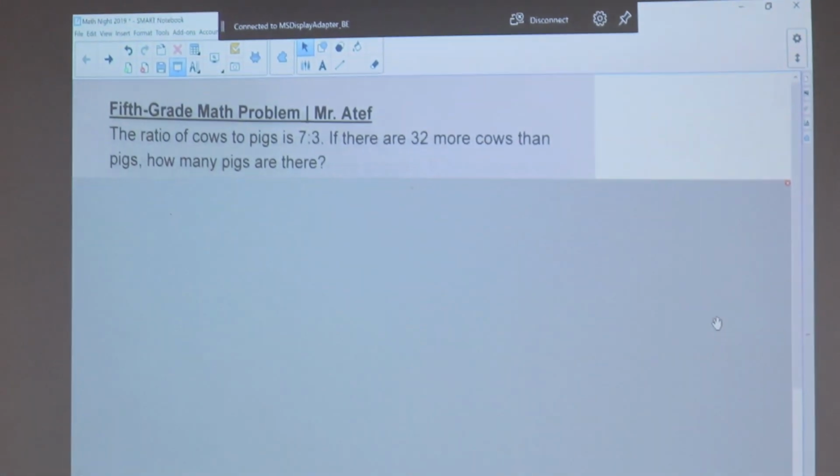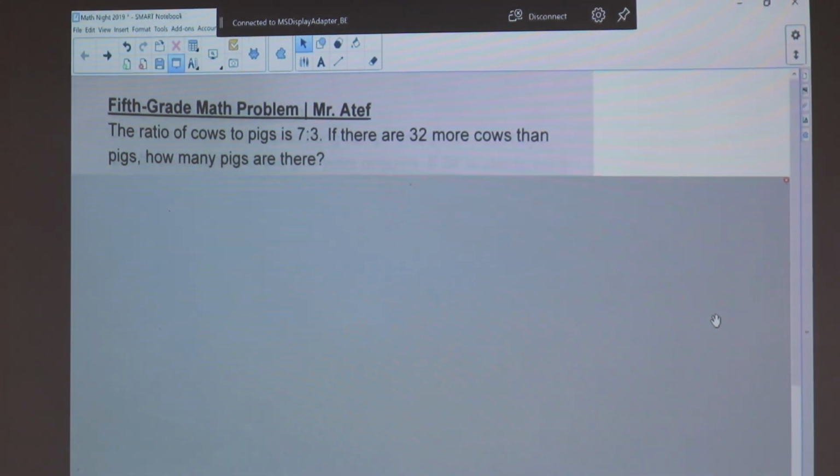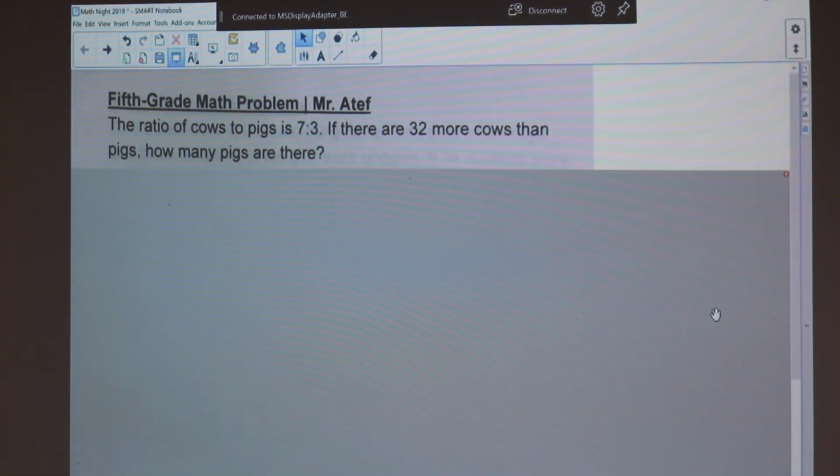Okay, so here's the problem that I'll be going over. It says the ratio of cows to pigs is 7:3. If there are 32 more cows than pigs, how many pigs are there?